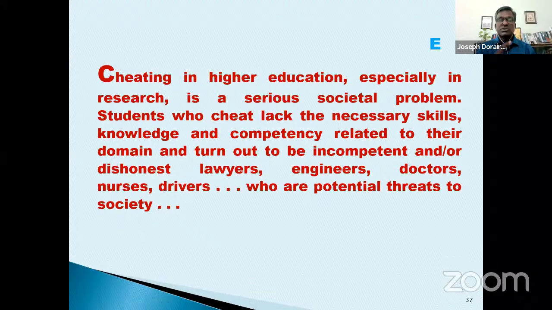If a doctor cheats in his or her exam, he or she turns out to be a bad doctor and will kill many patients. If it is an engineer who cheats in his or her exams, he or she will turn out to be a bad engineer and will put up a bad construction. It may collapse anytime and may kill people. So similarly, students who cheat in their research are like bad doctors, like bad engineers, like bad lawyers, like bad nurses, like bad drivers. They are also a potential threat to society.